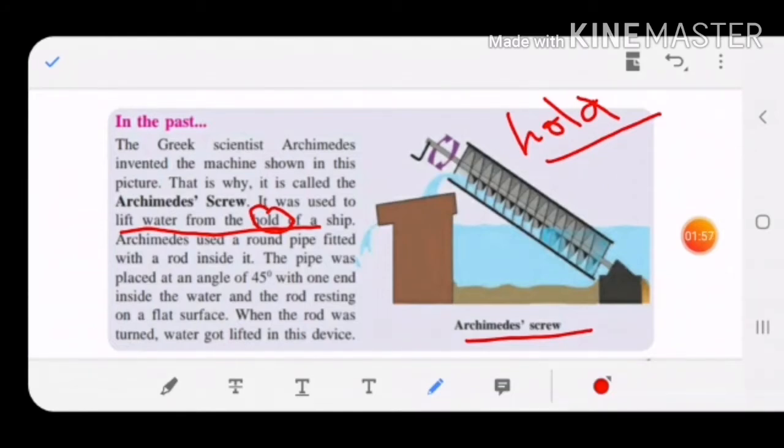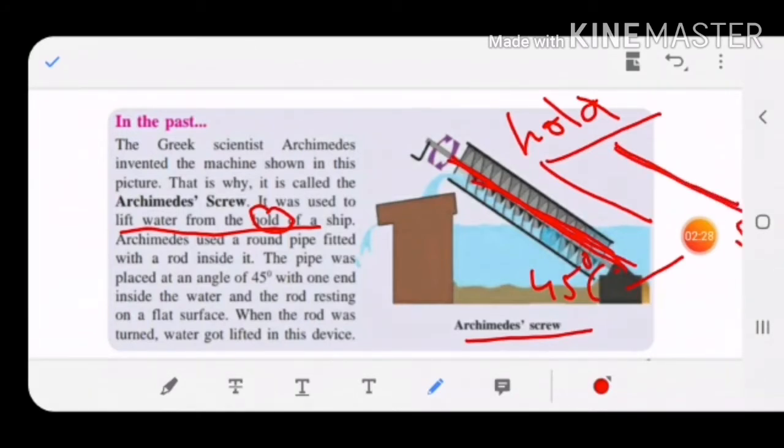How does this machine work? Archimedes used a round pipe fitted with a rod. Children, this is a round pipe, the upper one, and it is fitted inside. This is a rod. The pipe is placed at an angle of 45 degrees, with one end inside the water. Can you see? This end is inside the water, and it is placed at an angle of 45 degrees. 45 degrees means it is an inclined plane.